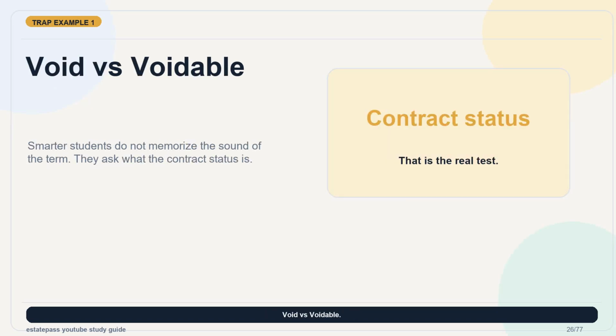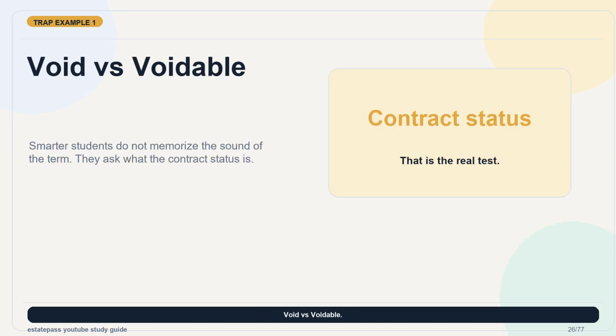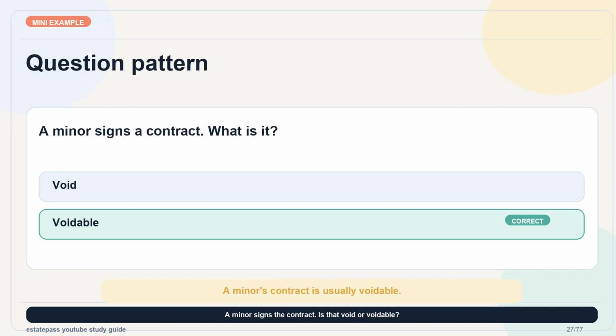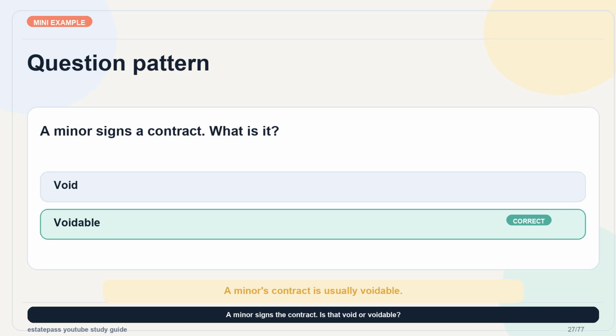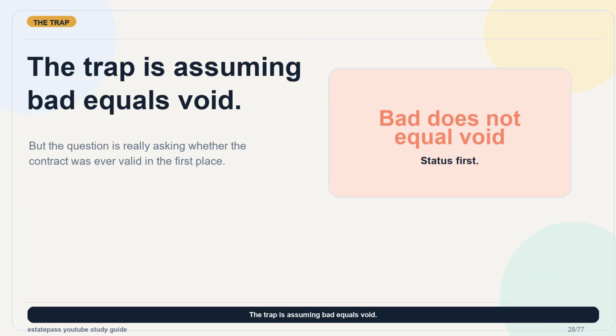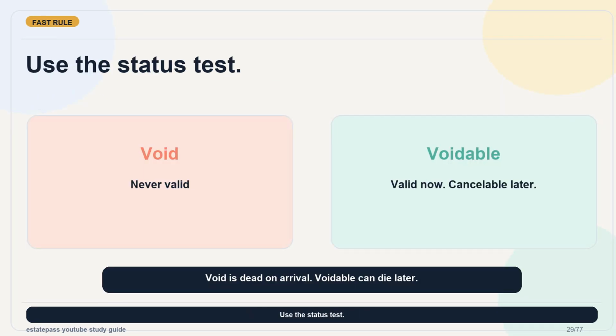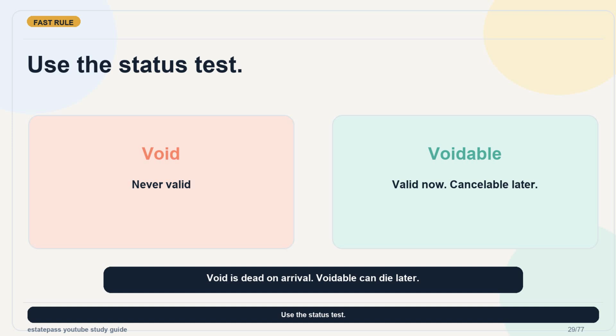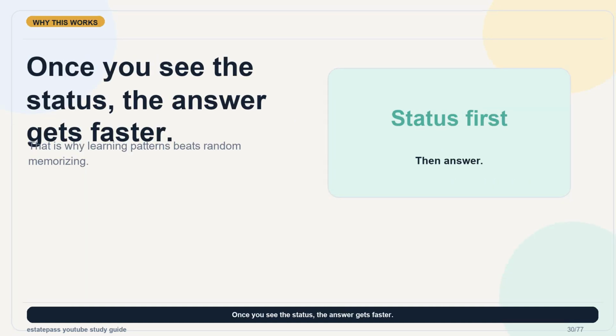Take void versus voidable. Example: a minor signs the contract. Is that void or voidable? The trap is assuming bad equals void. Void means never valid. Voidable means valid now, but one party can cancel it. That is what the question is really testing.